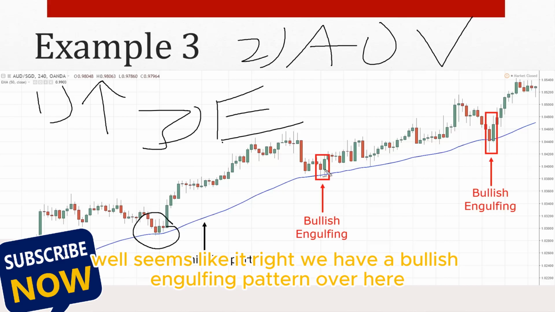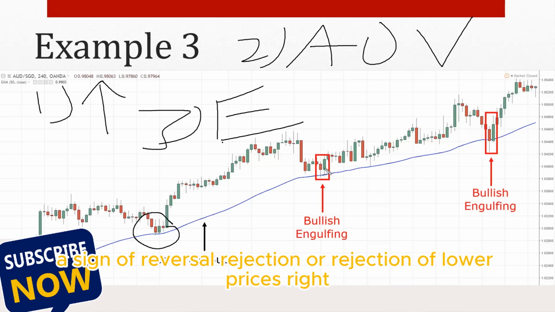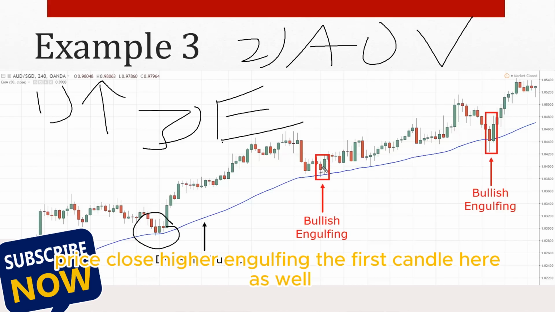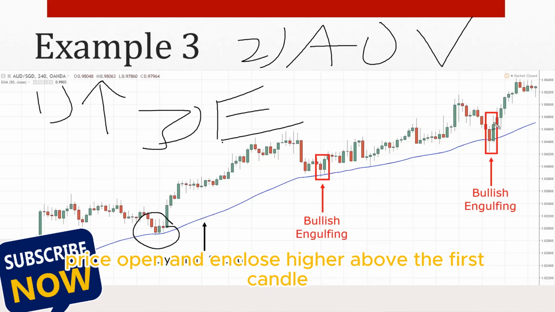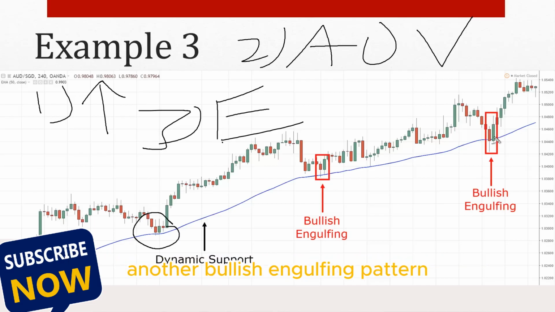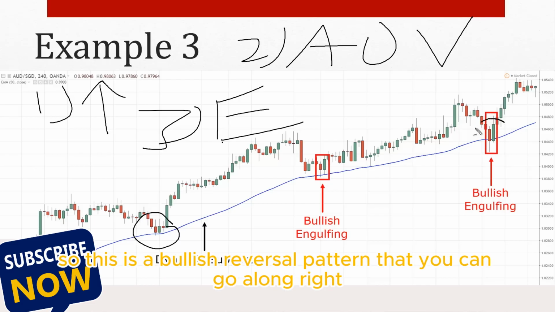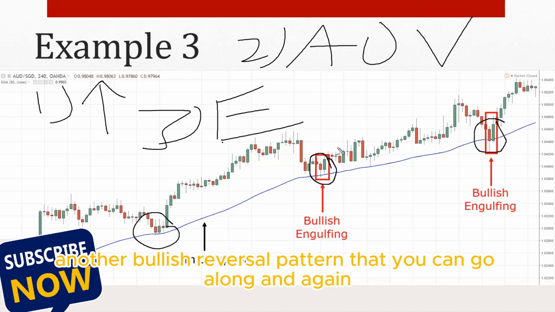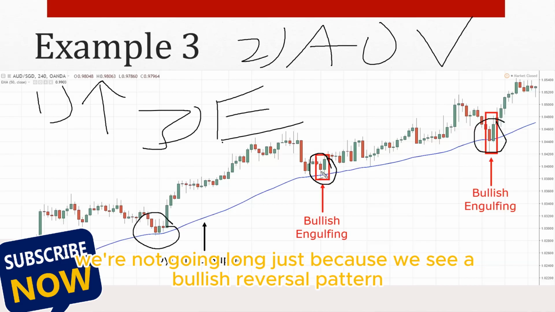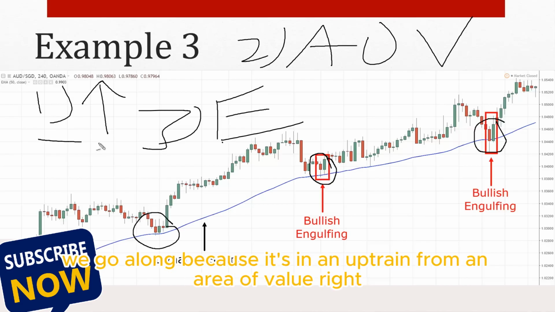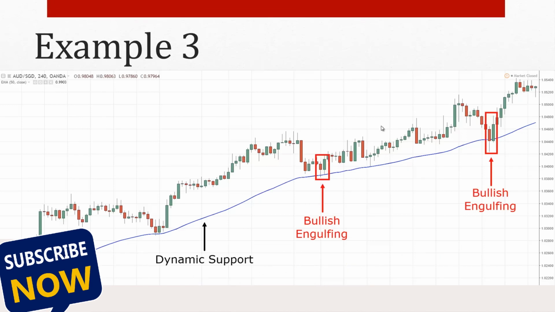We have a bullish engulfing pattern over here. A sign of reversal. Rejection of lower prices, right? Price closed higher, engulfing the first candle. Here as well, price opened and then closed higher above the first candle. Another bullish engulfing pattern. So this is a bullish reversal pattern that you can go long. And again, we're not going long just because we see a bullish reversal pattern. We go long because it's in an uptrend from an area of value, right?